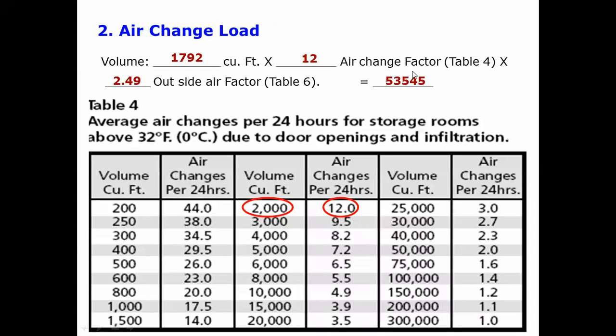So when you are multiplying all these things, you will be getting 53545 BTU per 24 hour. Okay. So you'll be getting this value from table 6 and this value from table 4. Completed?